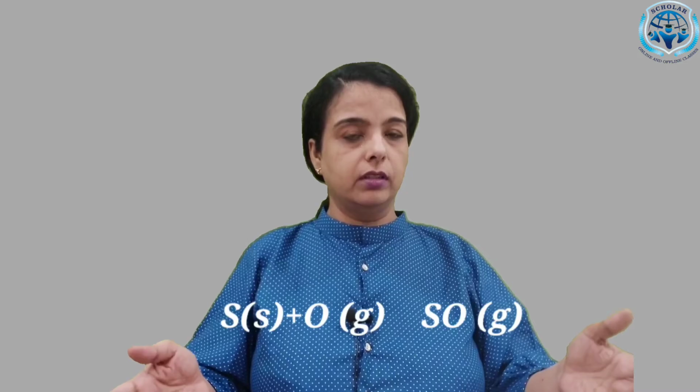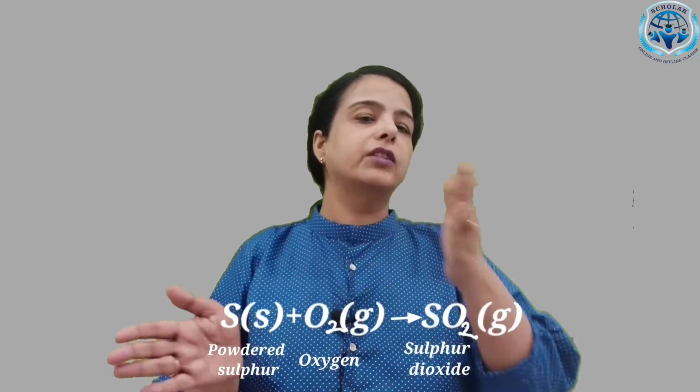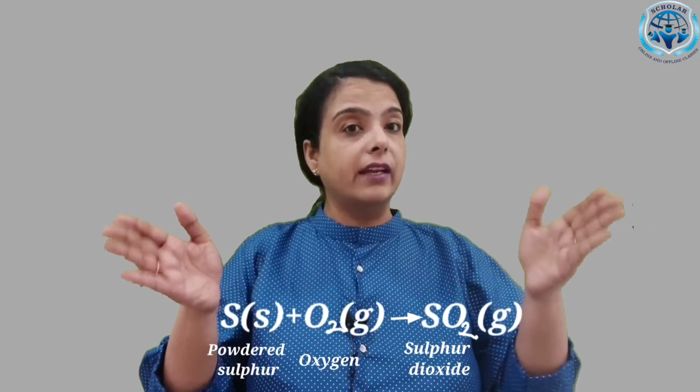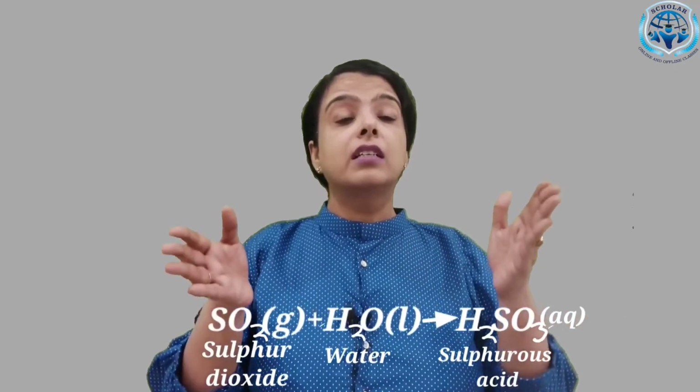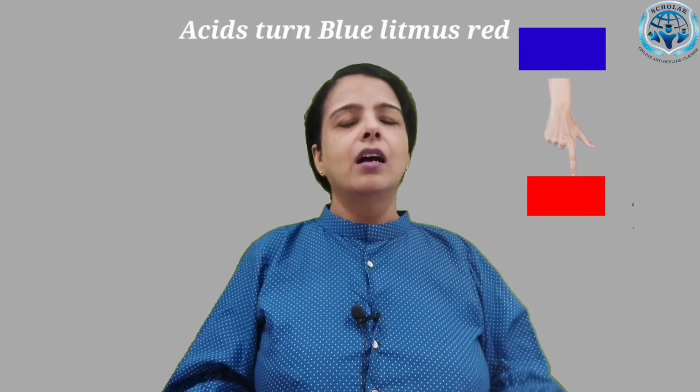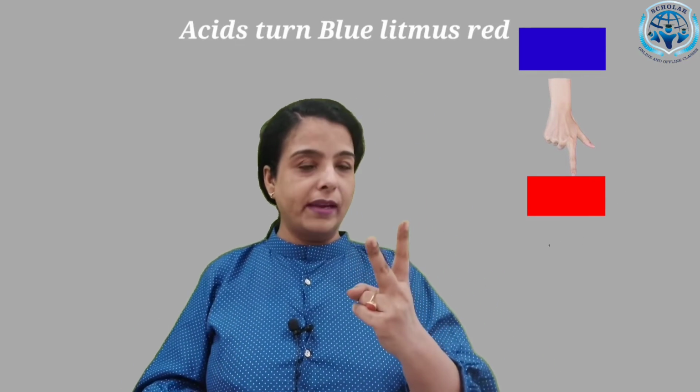Sulfur reacts with oxygen in the presence of water. First of all, sulfur reacts with oxygen to form sulfur dioxide, which in turn reacts with H2O, that means water, to form sulfurous acid. So when we test this acid on blue litmus paper, it will turn red because it is an acid. So can you answer two questions?